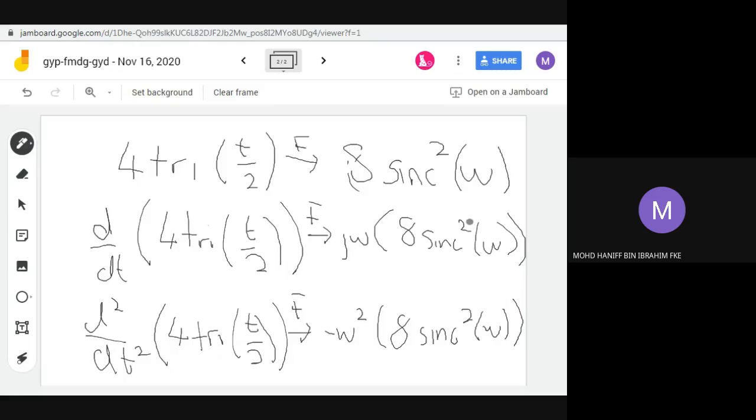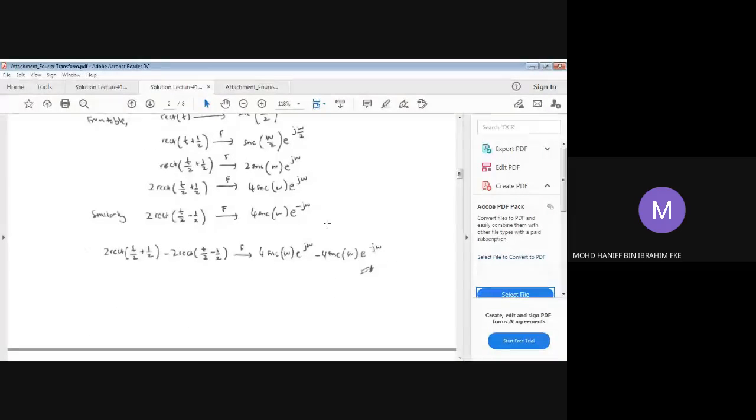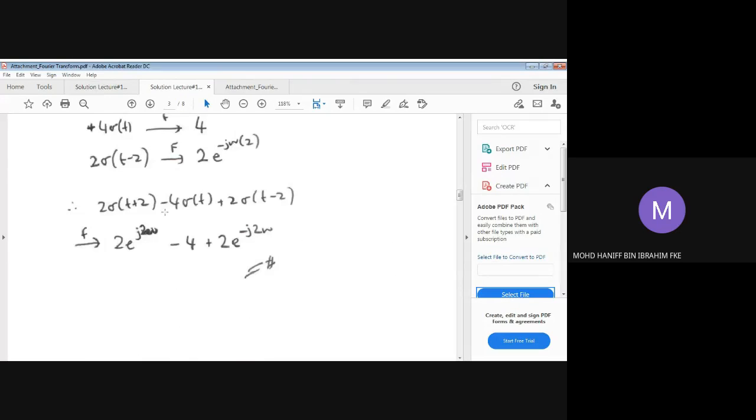The answers that you get for this part, the first order differentiation, and this part, the second order differentiation, should be the same as what we have obtained before. Let me refer back to this slide. Okay, is my explanation on these issues clear?